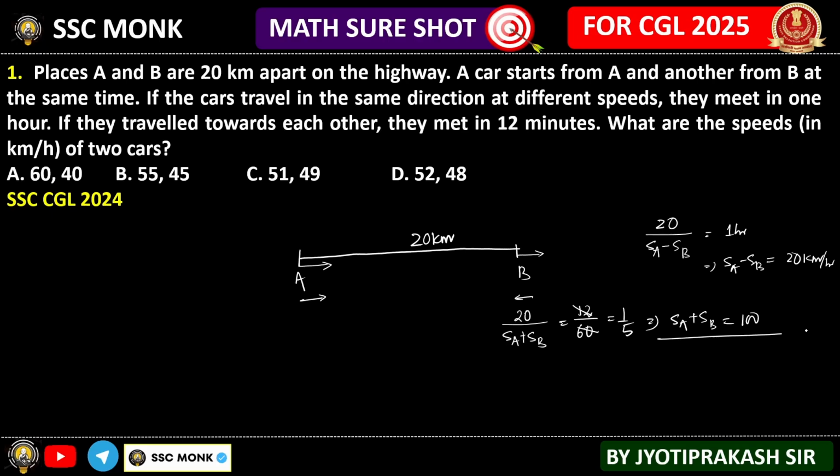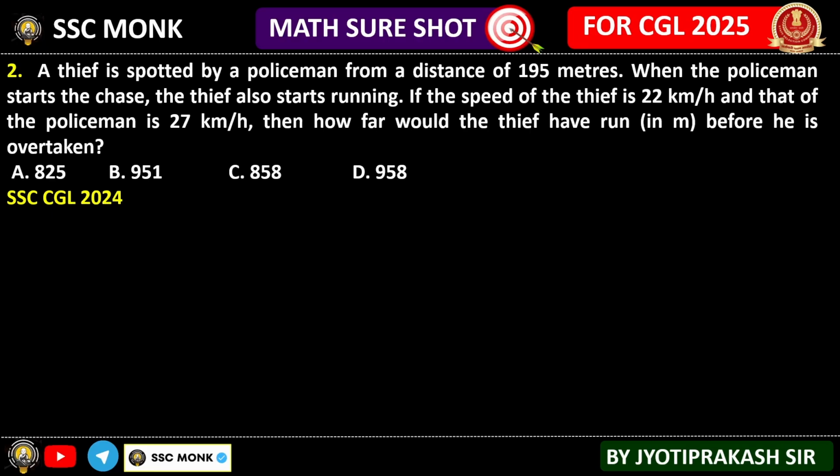Now I have two equations. In these two equations, if I add, SB and SB cancel out, 2SA is equal to 100 plus 20, 120. So the speed of A is equal to 120 by 2 is equal to 60 km per hour. If speed of A is 60 km per hour, speed of B is, speed A minus speed B is 20, so speed B is equal to 40 km per hour. Answer option A. Clear? Next.